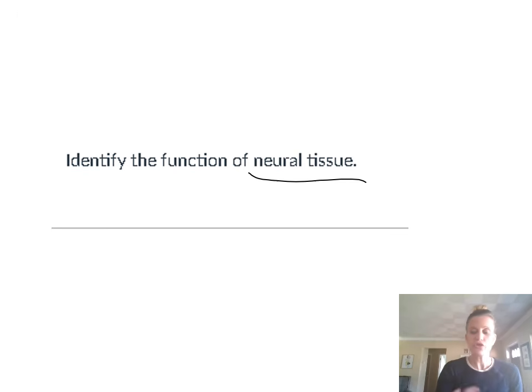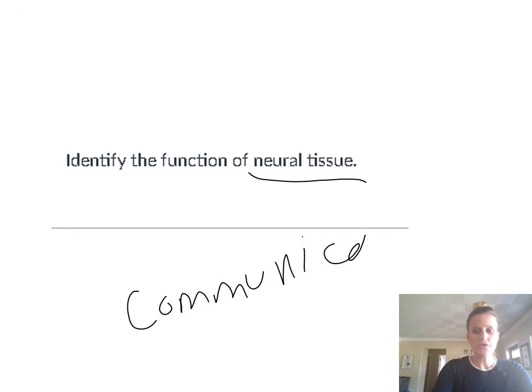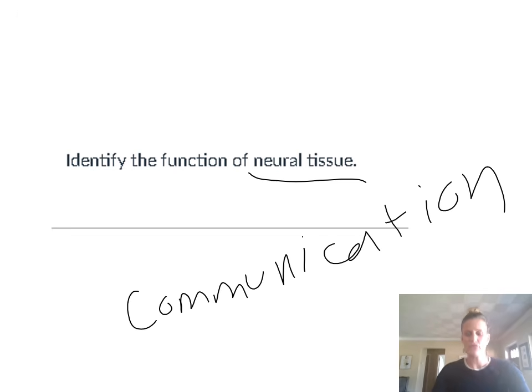Identify the function of neural tissue. We already mentioned that neural tissue is found in the brain and the spinal cord. Neural tissue is highly specialized for communication, like intercellular communication. It receives signals from the body. The cells communicate with each other to figure out what to do, and then it sends commands out to the body to tell the body how to respond. So there's always all of this intercellular communication happening with neural tissue in the brain and spinal cord.